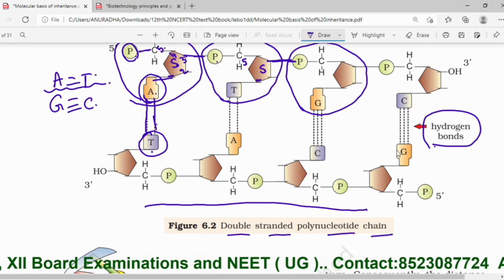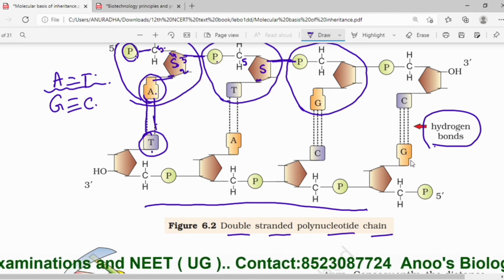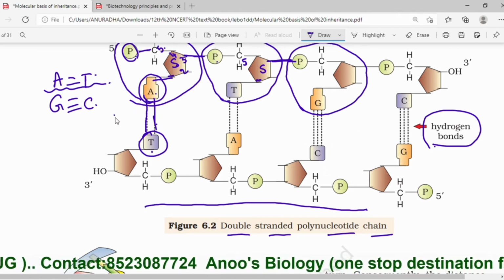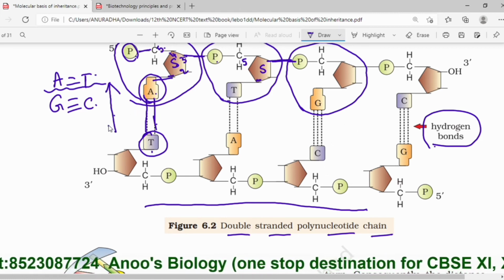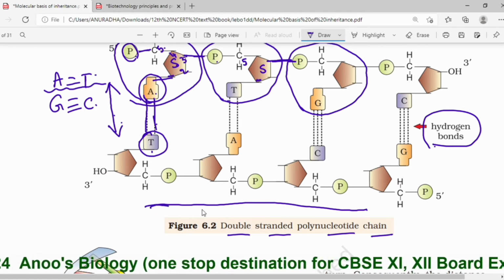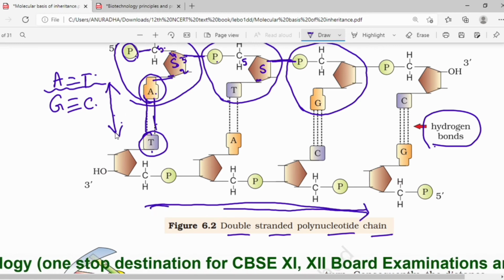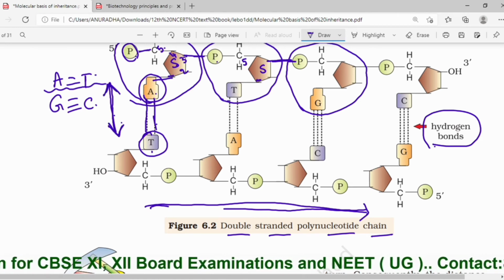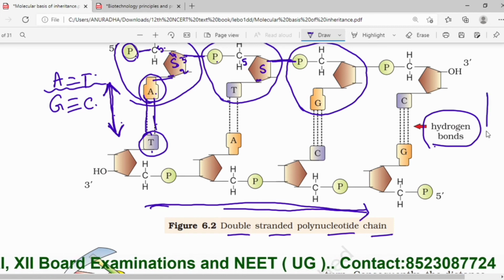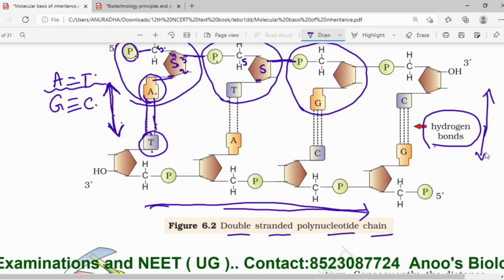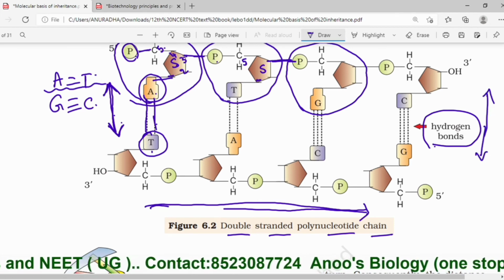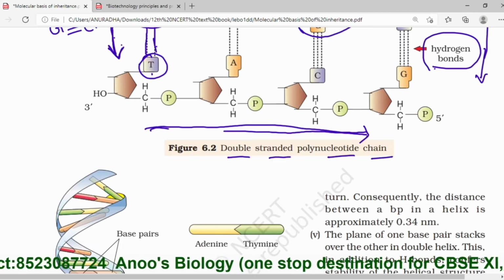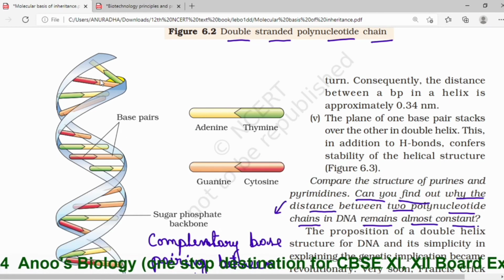Because of the formation of hydrogen bonds between the complementary bases, the width, what is this width? This one, this distance. This is called length, the length of the polynucleotide chain. This is the width of the double helical structure of DNA. So the distance between two polynucleotide chains is almost constant because of the complementary base pairing between the nitrogen bases of opposite strands. Now let's see the double helical structure of DNA, which is given here.